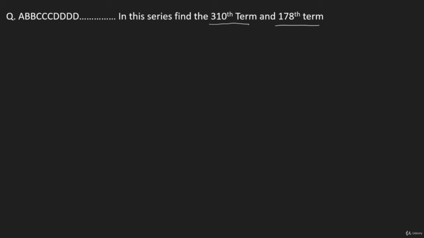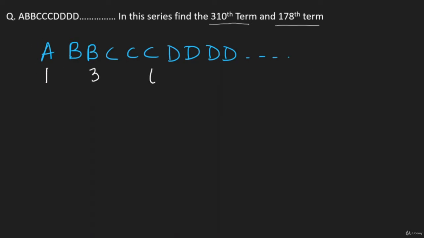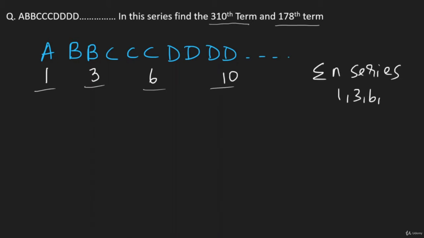The given series is A, B, B, C, C, C, D, D, D, D, etc. Right? Now, when you see a series like this, there is an interesting thing that you can observe. Let me write the position values. This is 1, this is 3, right? Over here you have 6, over here you have 10. So when you see the numbers 1, 3, 6, 10, immediately it should strike you that this is nothing but the sigma n series, right?